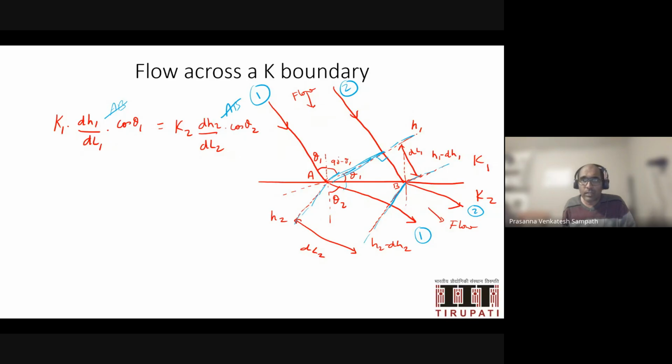This equipotential line continues here as another equipotential line. Now, if these two equipotential lines, which I have denoted as H1 and H2, meet at a junction where these two zones, K1 and K2, come in contact with each other, what can you say about H1 and H2?